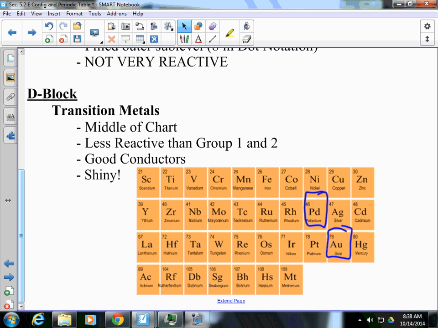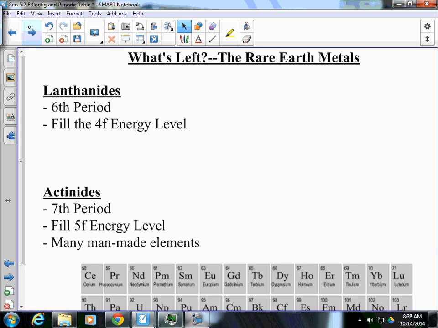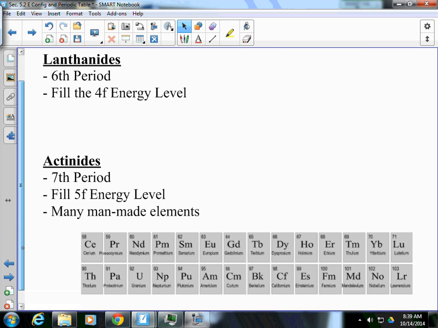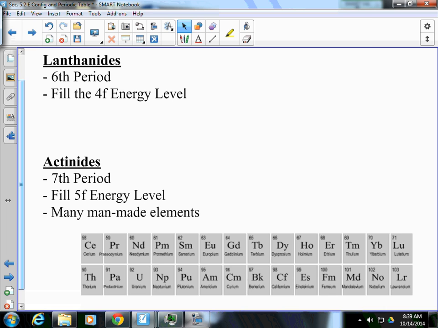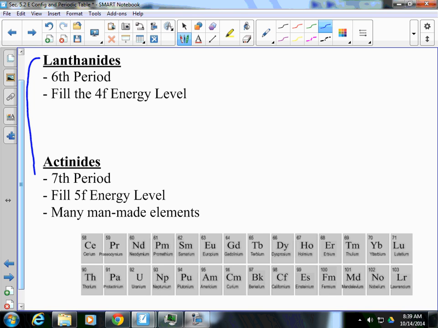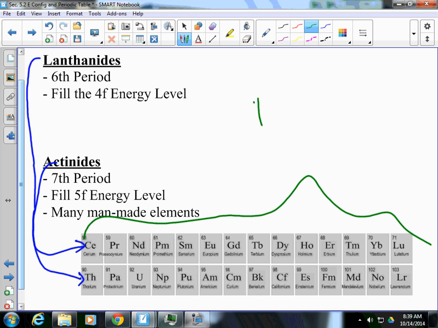So we have the S block, the P block, the D block. If we go to the F block, the F block is broken down into really two categories. We have the lanthanides, which are the first group, and we have the actinides, which are the second group. These fill the energy, and these are really referred to as the rare earth metals.